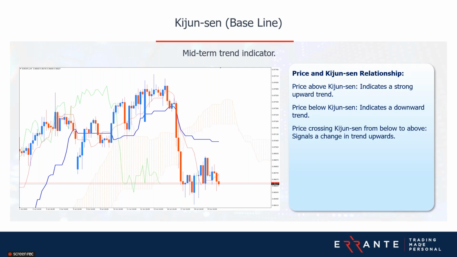And very similar to Tenkan-sen, we take the crossing between price and Kijun-sen very seriously. When the price crosses Kijun-sen from below to above, it is a signal of a potential upward trend change. Like what you can see here on the screenshot I put here. You see the price crosses above the Kijun-sen, and before that we can see the Tenkan-sen is crossing above the Kijun-sen.